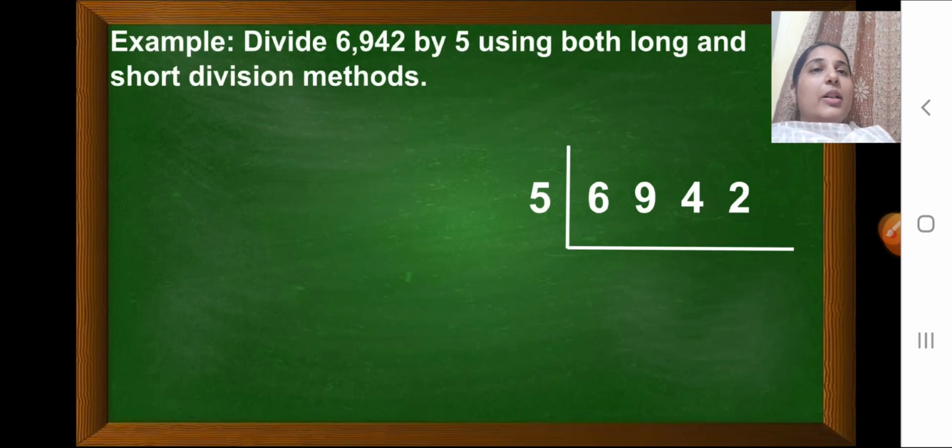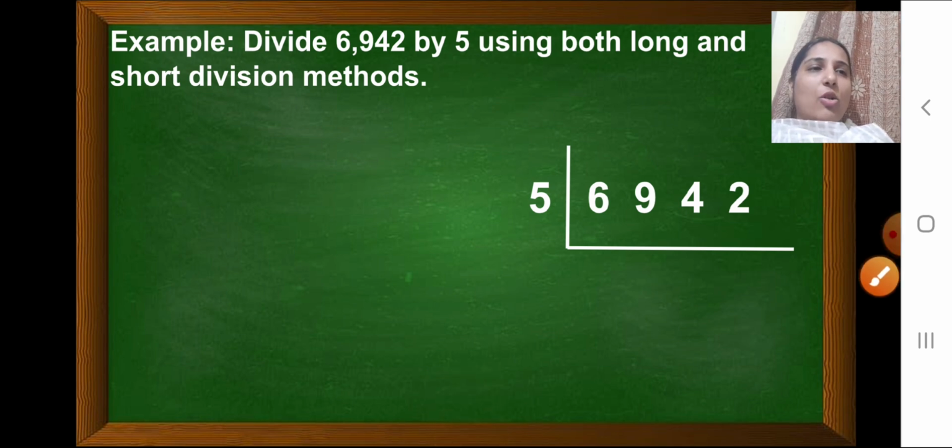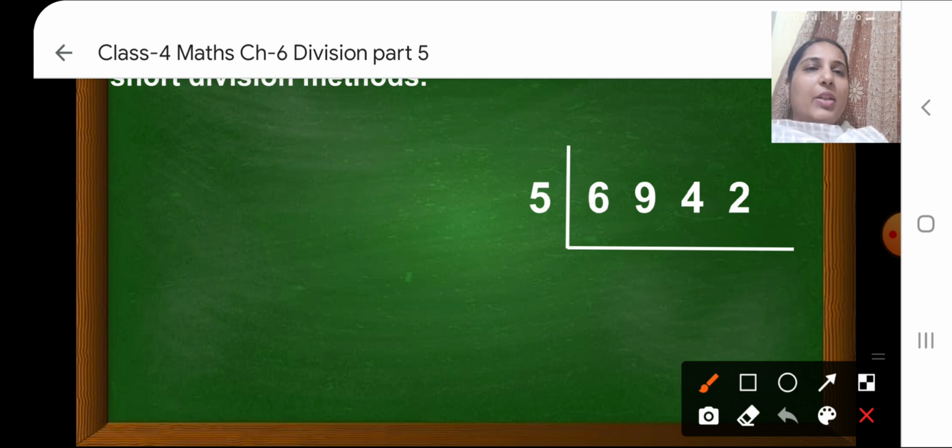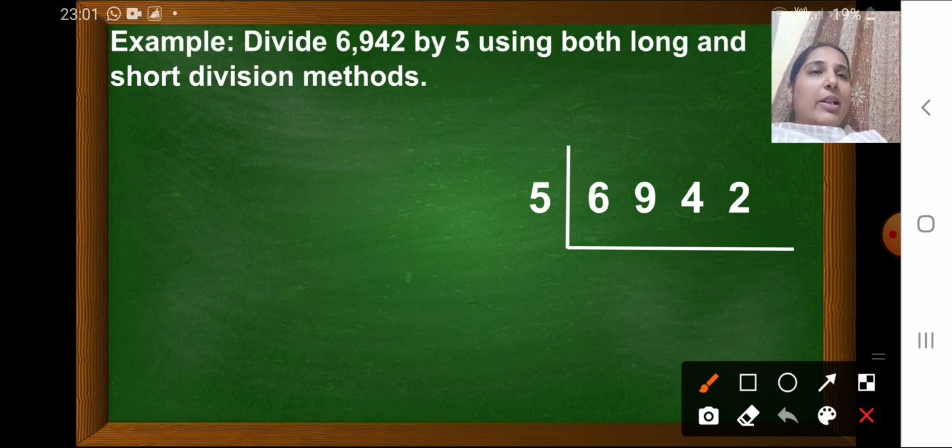Now children, divide 6942 by 5 using both long and short division methods. So what is long division method here? Long division method is the same as we usually divide the numbers. Simply how we divide the numbers, that is the long division method. So let's divide and check by both the methods.